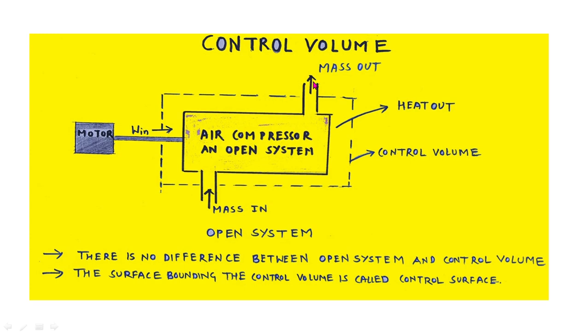Hence, to overcome this issue, we consider a region in space surrounding the open system, and that space is considered as our system and also called as control volume. You can see the dotted line here, the region under these dotted lines represents the control volume or our system for this open system problem.